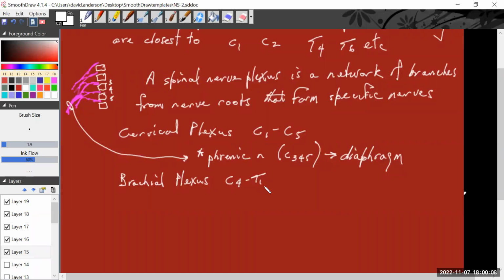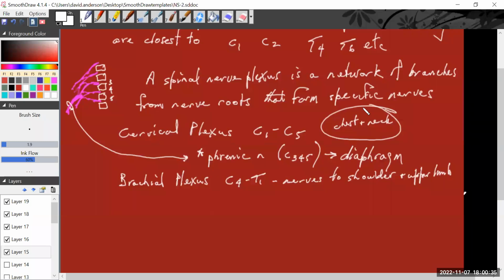So the roots that form the brachial plexus are going to come from C4 through to T1. They're going to supply the shoulder and upper limb. This was chest and neck. Now we've got shoulder and upper limb, and they form nerves like the axillary nerve. Axillary nerve is the nerve that travels through the armpit.